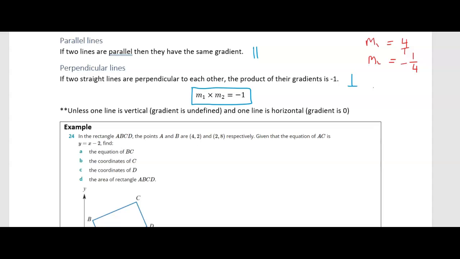Let's try another one. So I might just do it in a different colour. So let's say I had negative 3/4.